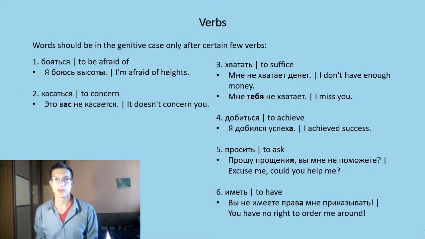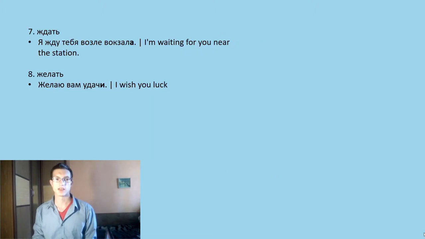So we also use the genitive case after certain verbs. Let's look at them. Бояться. Я боюсь высоты. Касаться. Это вас не касается. Хватать. Мне не хватает денег. Мне тебя не хватает. Добиться. Я добился успеха. Просить. Прошу прощения, вы мне не поможете? Иметь. Вы не имеете права мне приказывать. Ждать. Я жду тебя возле вокзала. Желать. Желаю вам удачи. I wish you luck.